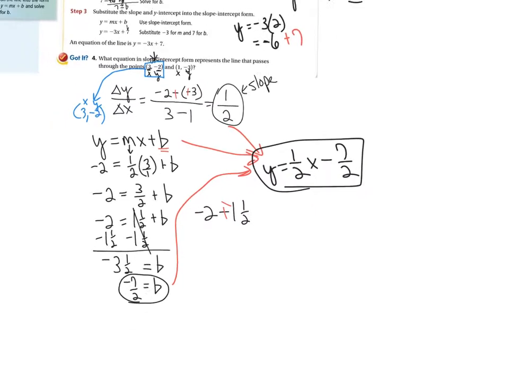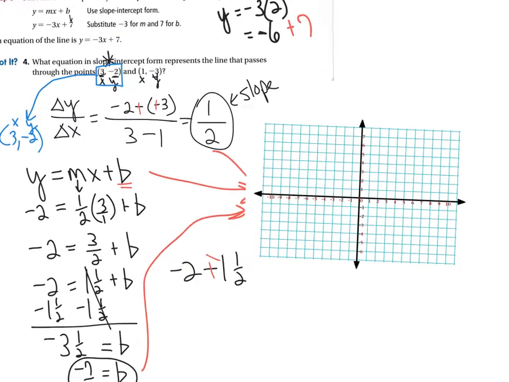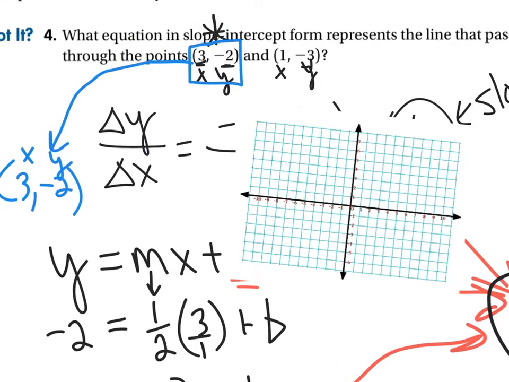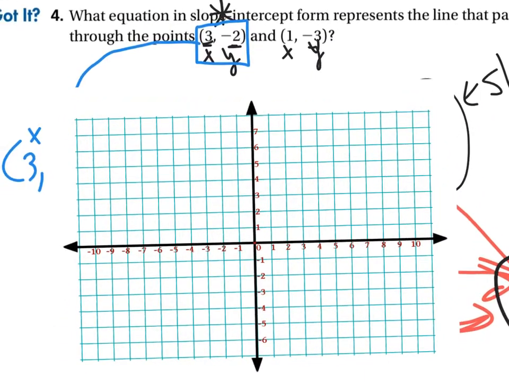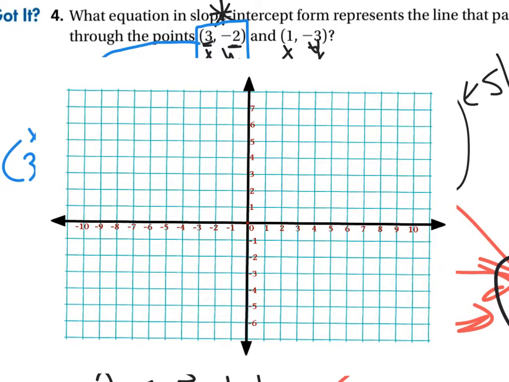And like I mentioned also, we could use graph paper. We could graph this out, and we could try to see what our y-intercept is if the numbers aren't very big. So this one, the numbers aren't too bad. I could just graph these points if I wanted to, technically. So we've got (3, -2), and we've got (1, -3).